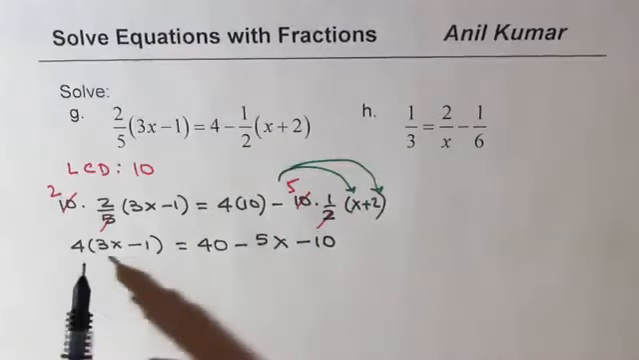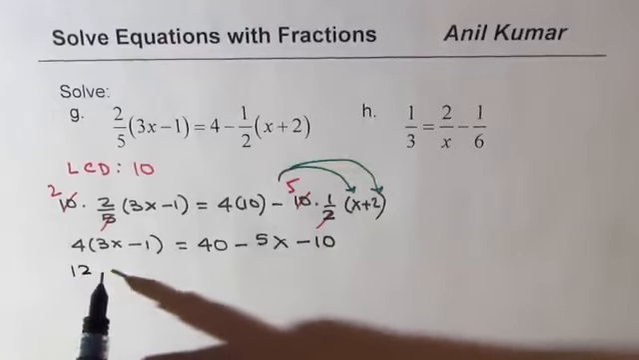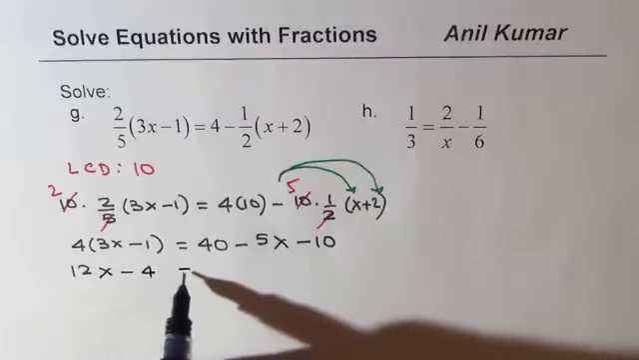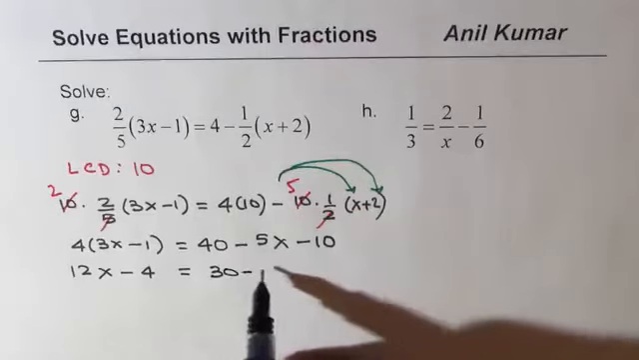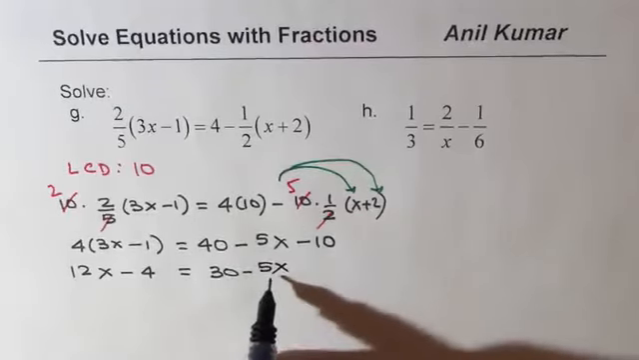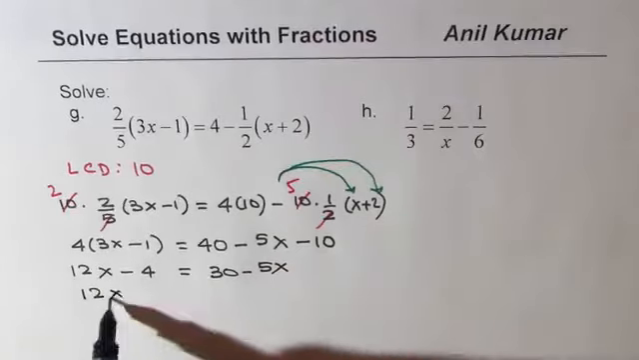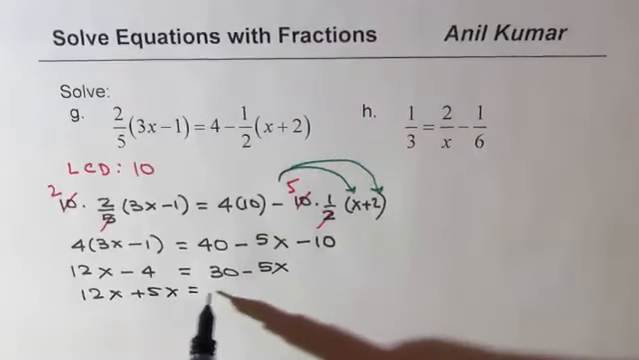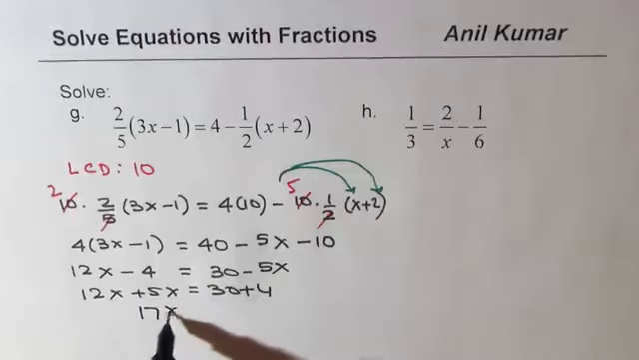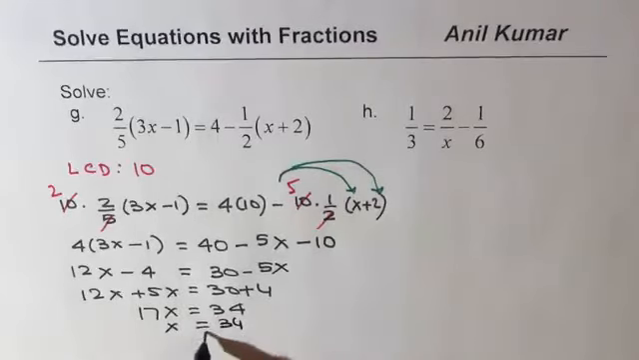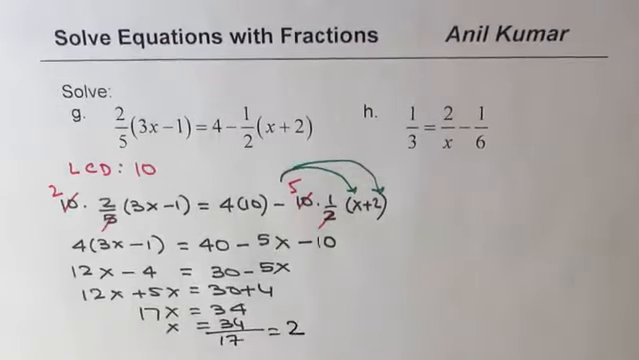Bring x's together. Let's open this bracket also. So we get 12x minus 4 equals, let's combine them, 40 minus 10 is 30 minus 5x. Bring 5x to the left side. We get 12x plus 5x equals 30 plus 4. And that is 17x equals 34. Or x equals 34 over 17, which is 2. Perfect. So that is how you're going to solve it.